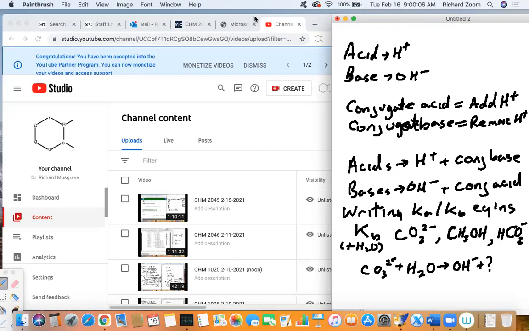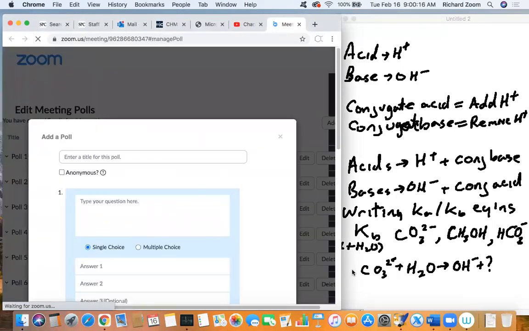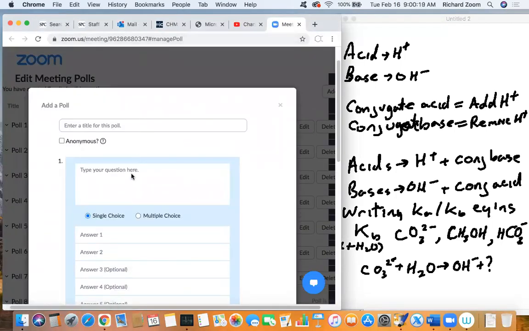I'll create a poll while you're doing that. This time we're looking for a conjugate acid, a conjugate acid for CO3 2 minus. Let's see what it's going to be.